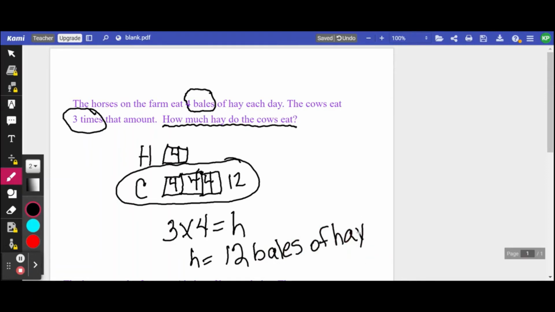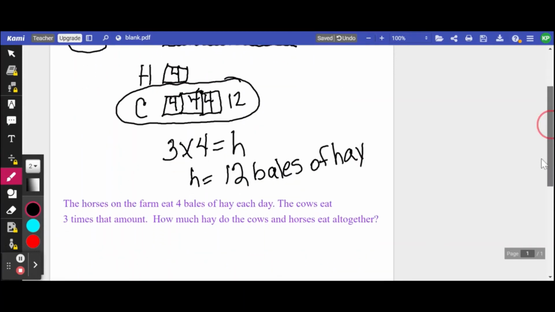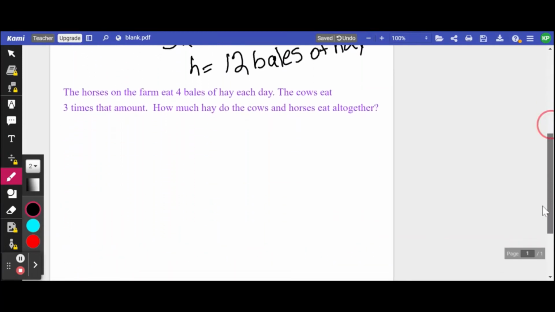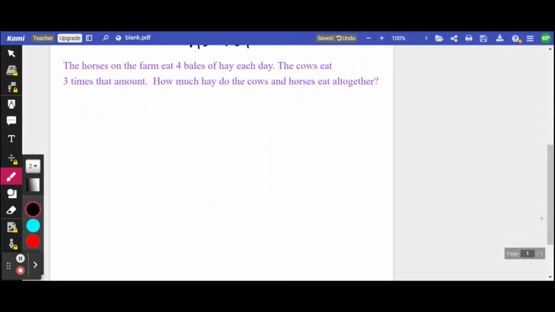So that would be the answer to that problem. Okay, I have the problem repeated down here, but there's just a little bit of a change. Let's see if you can see what the change is. So now it says the horses on the farm ate 4 bales of hay each day. The cows eat 3 times that amount. How much hay do the cows and horses eat all together?